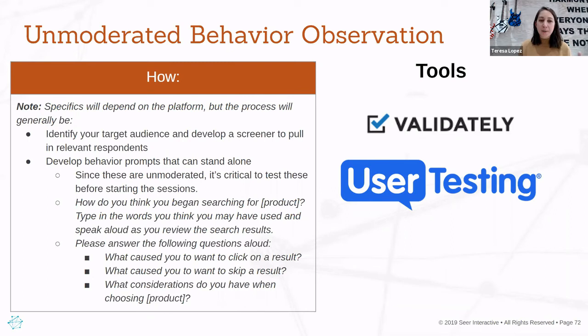So for the vacation example, we pulled in people who had gone on vacation within the last, I believe, 90 days, who used search engines to find their package. We wanted to make sure that they were people that we wanted to talk to based on who our target was. And then we asked several different prompts. A lot of these are really similar to moderated, but you'll notice that we give instructions for people to type in the words, speak aloud, and answer questions because we're not there to ask them. It's really important to have all of those things listed. And it's also really critical to test all of these prompts before you even start the sessions to make sure you're not leading anyone astray and the questions make sense.